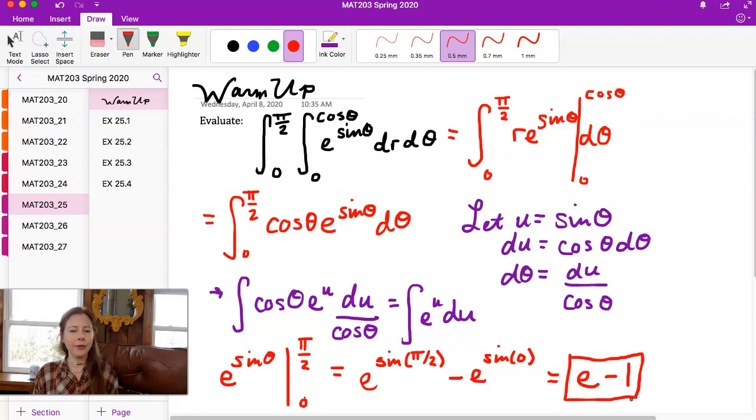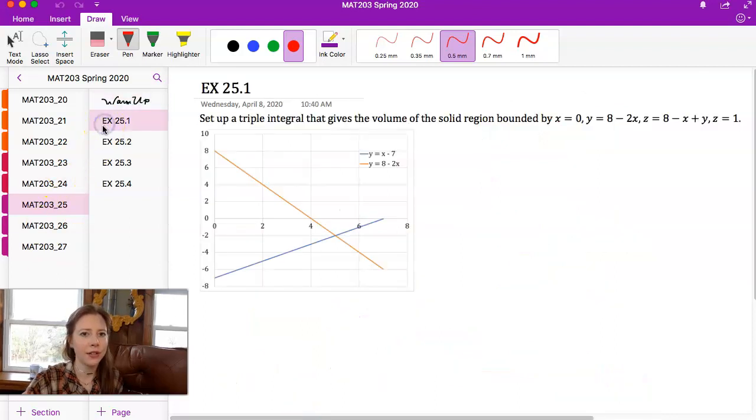Okay, so now you're ready, hopefully, to move on to triple integrals. So let's start with an exercise. What we're going to do is set up a triple integral that gives the volume of the solid region bounded by x equals 0, y equals 8 minus 2x, and z equals 8 minus x plus y, and z equals 1.